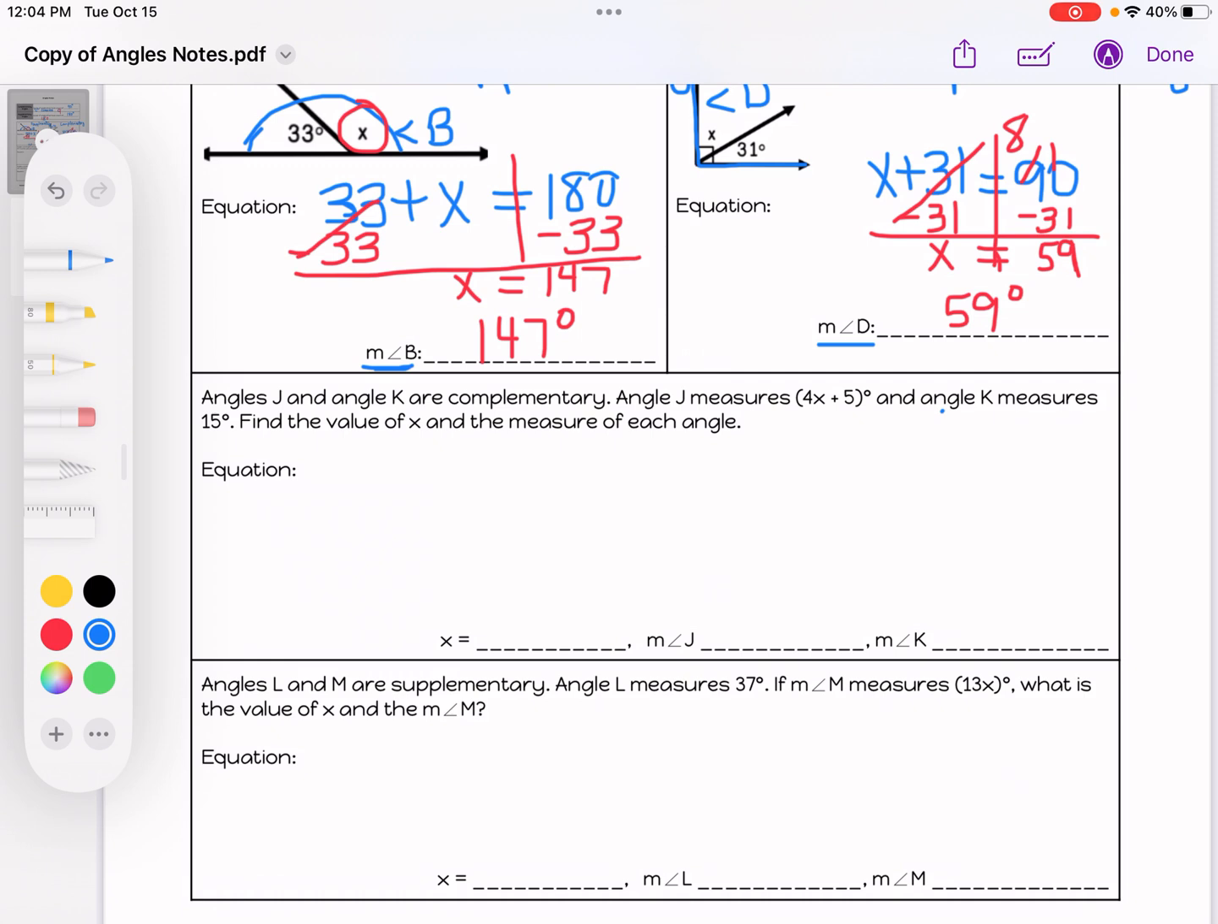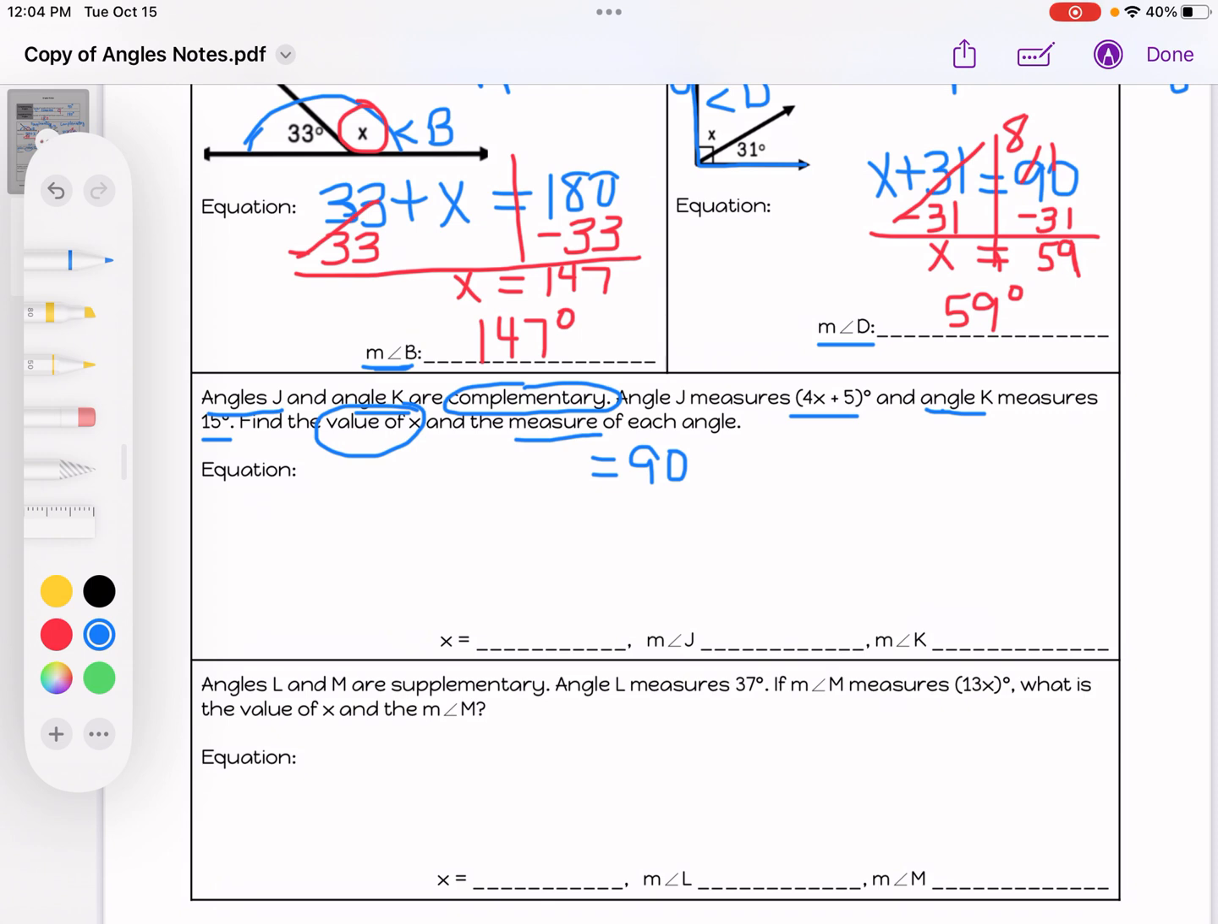Okay, let's look at the next one. It says angles J and K are complementary. So immediately we know our equation should be equal to 90 degrees. Angle J is 4x plus 5 degrees. Angle K is 15 degrees. Find the value of x and the measure of each angle.